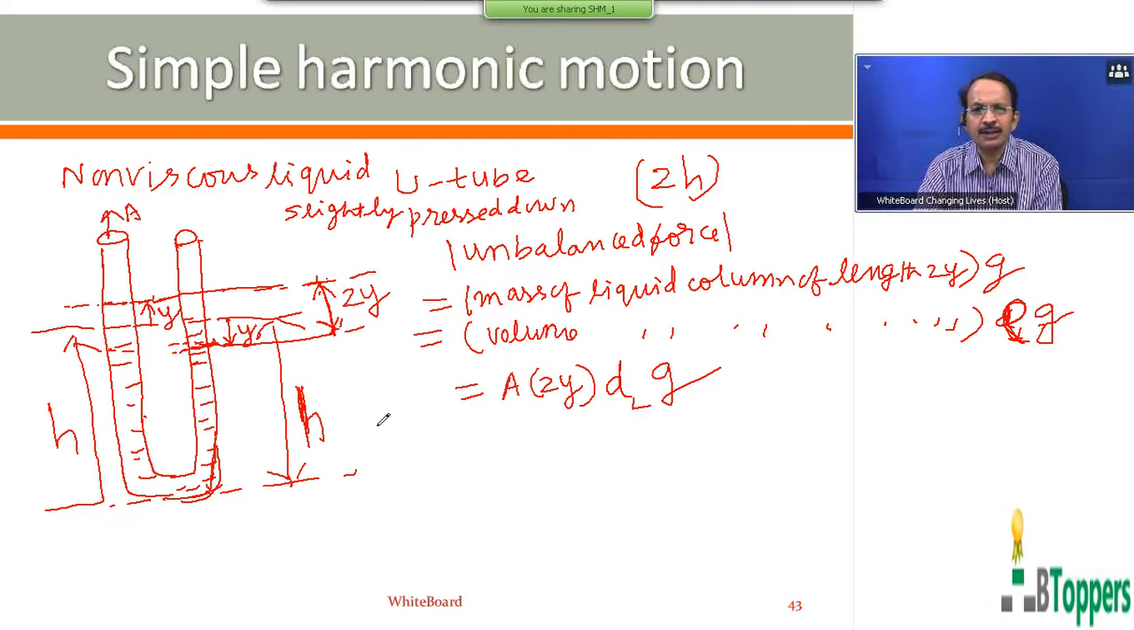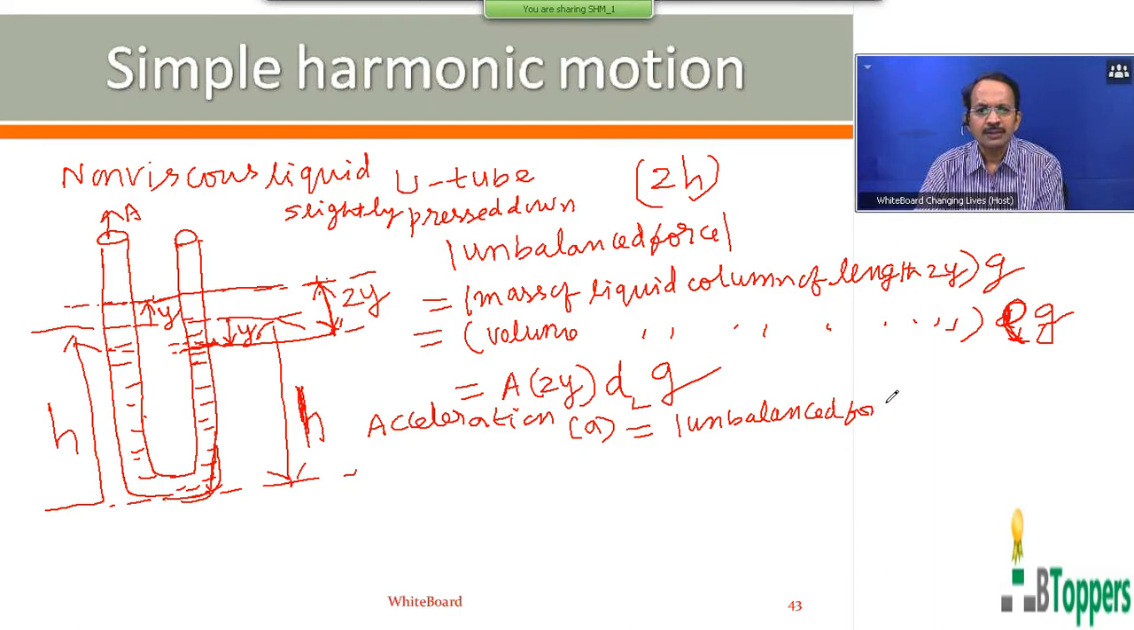From Newton's second law, the magnitude of the instantaneous acceleration of the particles of the liquid can be written as the magnitude of the unbalanced force on the liquid column by the mass of the liquid column, I mean the total mass of liquid in the U-tube.